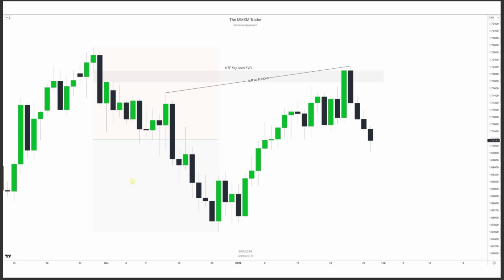Again, as always, map out your premium and discount. Very important. Discount over here, premium over here, and then look for a high time frame key level. We've got that fair value gap over here in premium, and we have SMT making it higher probability, right? That SMT is very important.